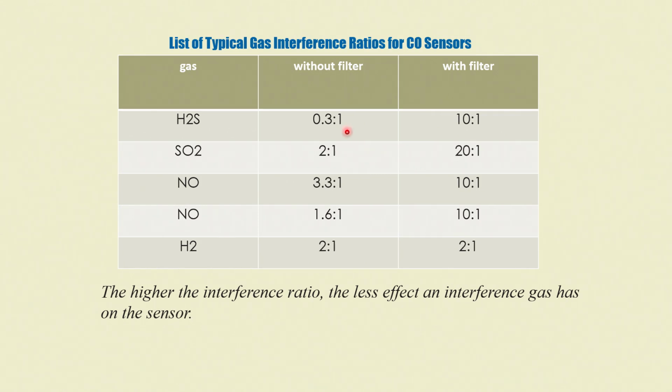SO2. Without filter it is okay. With filter it can be a 1:20 ratio, that is SO2 would be 20 and CO sensor would be 1 only. And if you look at nitric oxide, it is 3.3:1 and 10:1, and NO2, this has to be NO2.